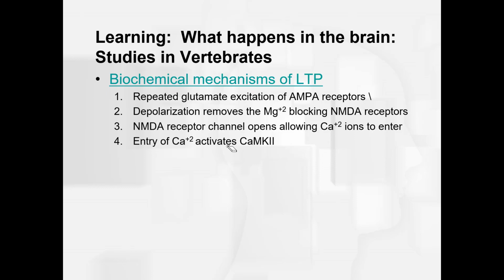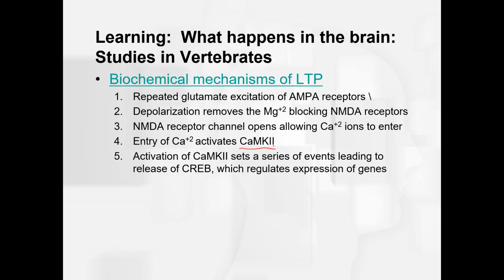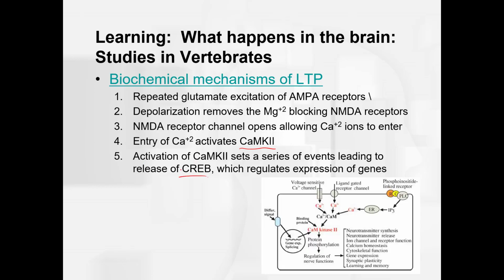When calcium enters, it activates an enzyme called CAM kinase 2, or calmodulin kinase 2. You don't need to remember the whole name. CAM kinase 2 is just fine. Just understand that it's an enzyme. And there's a few other steps we're kind of skipping over. This enzyme then is activated, and through a series of events, it causes CREB to be released and regulates the expression of genes. And so that's what you see here in this diagram.